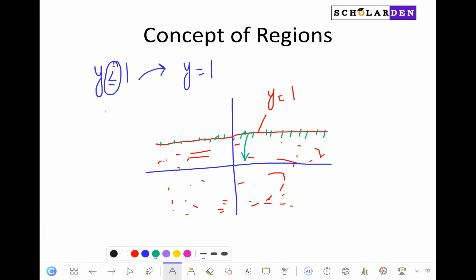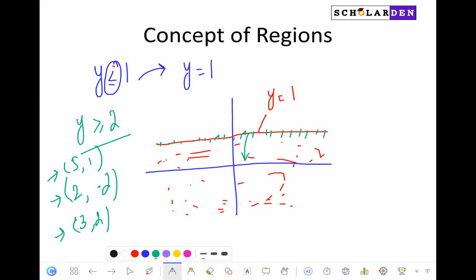Here's a quick example for you. I'm going to give you a point. I'm going to say y greater than or equal to 2, and identify whether a coordinate lies in this region or not. One option is (2, -2). Then (3, 2). And then the last option is (5, 1). Which of these three options satisfy y greater than or equal to 2? It is going to be this option only.